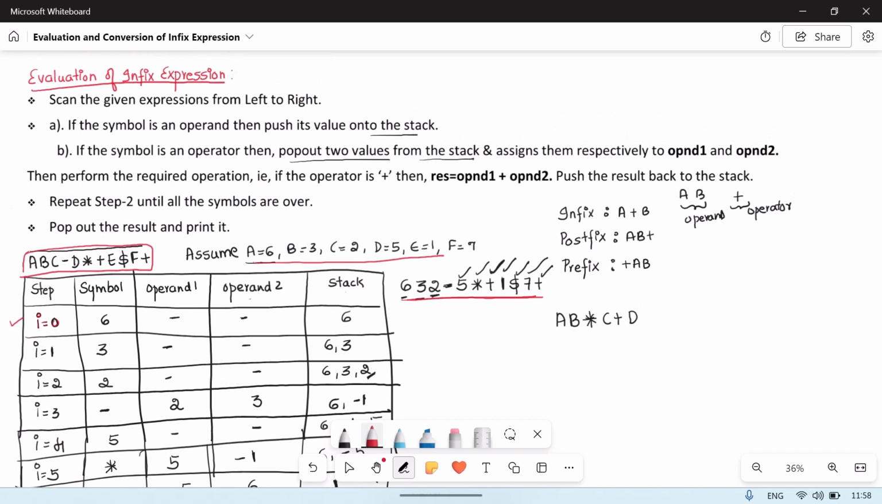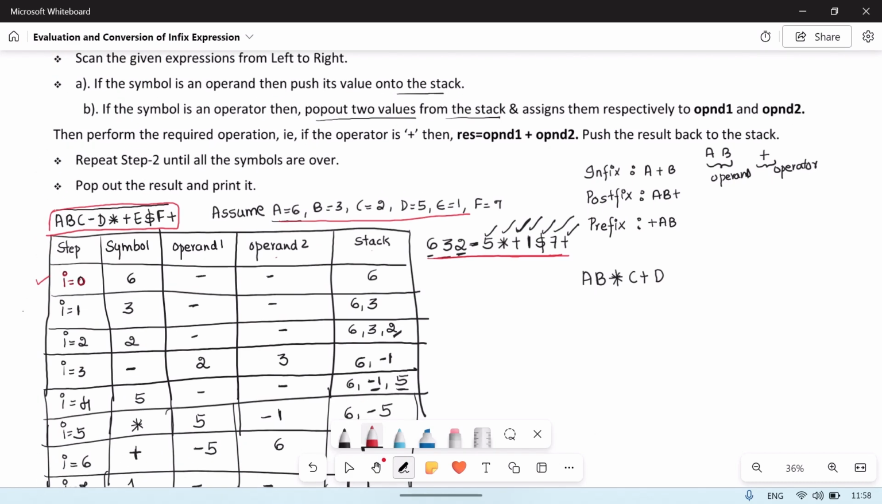You have to remember this: scan the given expression from left to right. If the symbol is an operand, push it onto the stack. In this case it is an operand, so I pushed it onto the stack here. Operand 1, operand 2, nothing has happened, so I'm leaving it empty. Likewise, I equal to 1, the value is 3. Again it is an operand, so I have pushed it onto the stack. Similarly, 2 is an operand, so I have pushed it onto the stack.